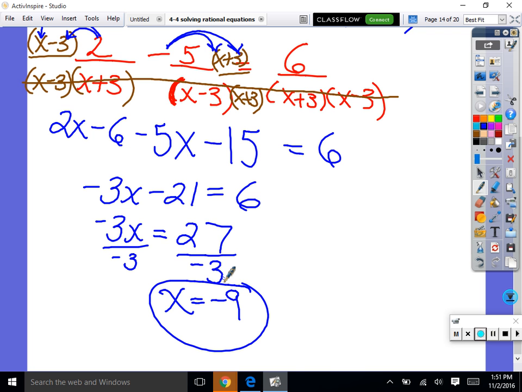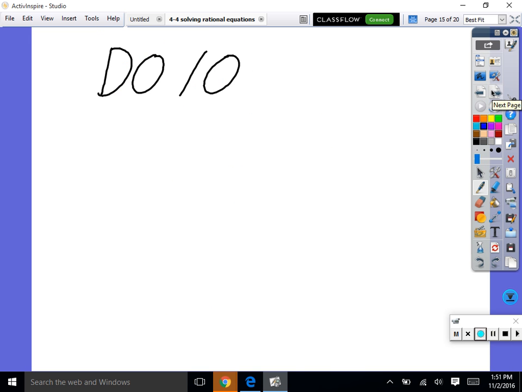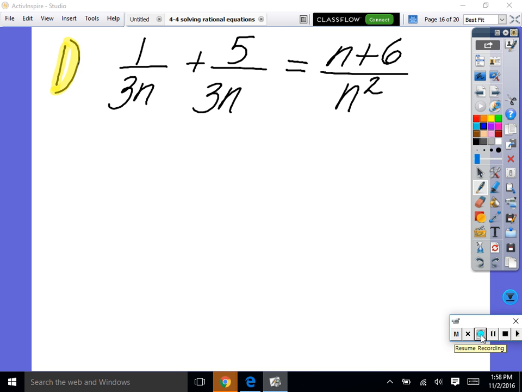Okay. Do number 10, very similar to what we just did. We need to factor everything out before we start figuring out the least common denominator. Your back page, here we go. Helping you out on some homework here. So let's focus on number 1 on your back page.